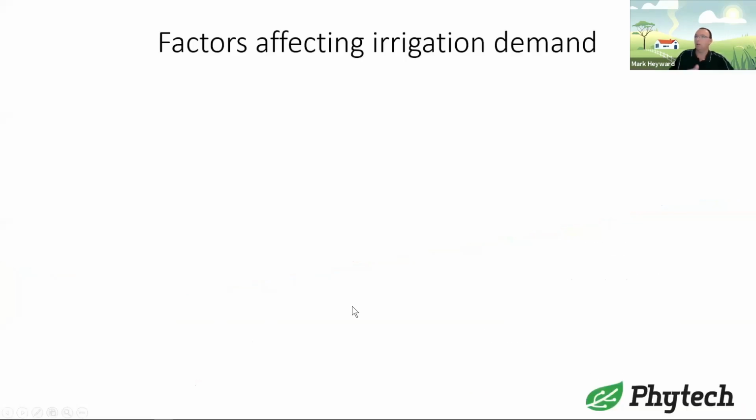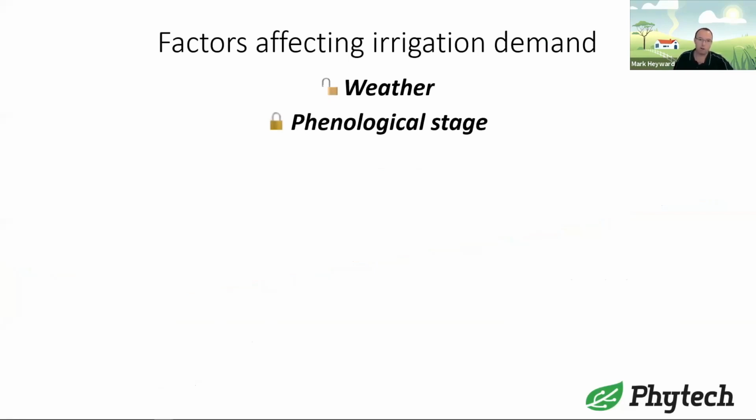And so the typical factors that affect the irrigation demand of your trees, the primary one being the weather, and then there's a whole bunch of others. These range from the phenological stage of the trees, the variety, the age of the trees, and the fruit load. More fruit on the tree is going to require a higher level of irrigation, and you'll see exactly why in the Phytech data.